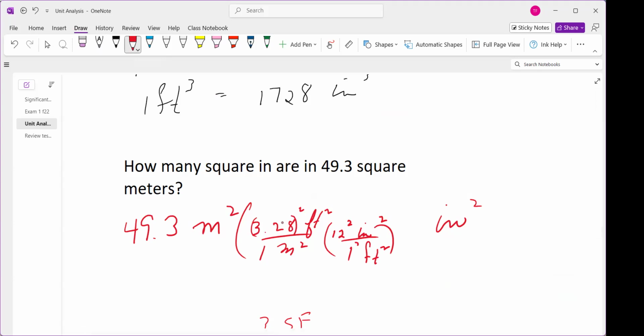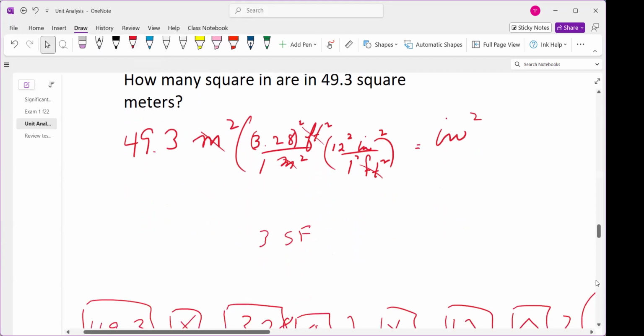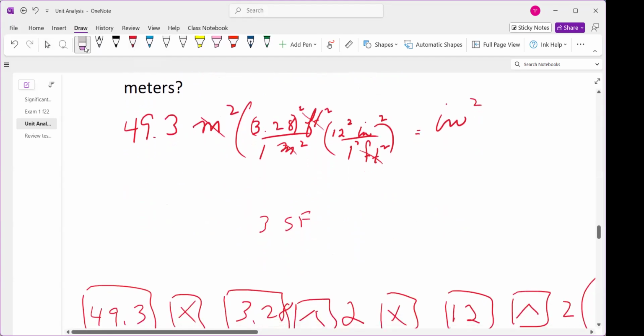Okay, so meters cancel. Feet cancel. What are you left with? Inches. Yeah, inches. Now we have to do the numbers separately. So again, you can do this all in one step. So let's convert these so it's clearer what's going on. So that's 328 squared.